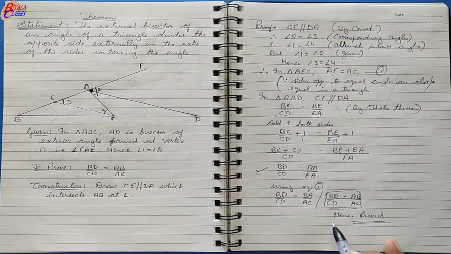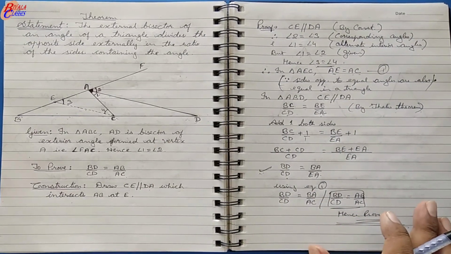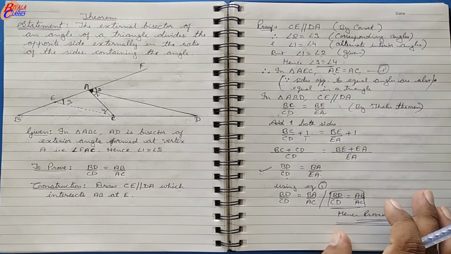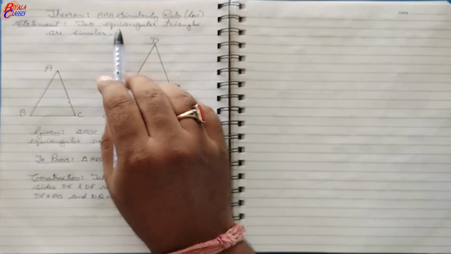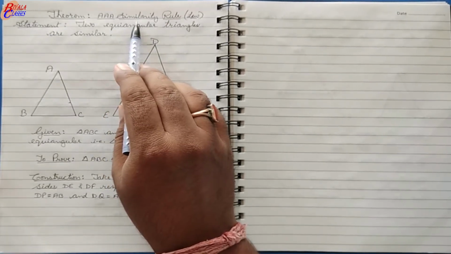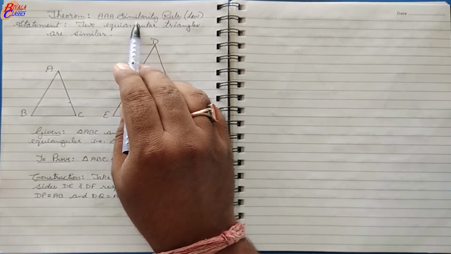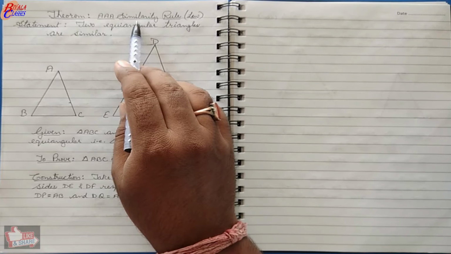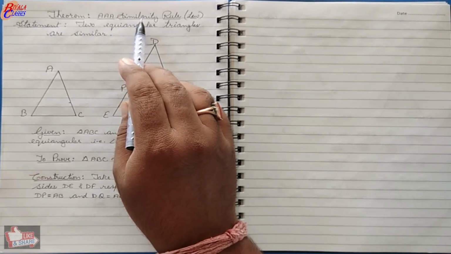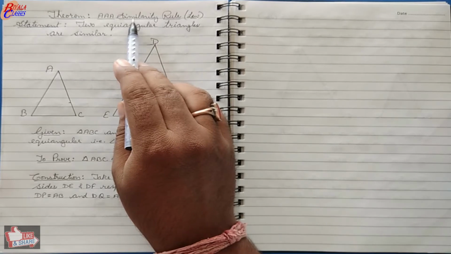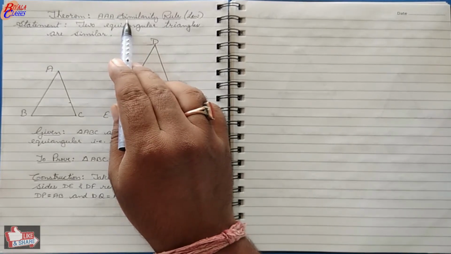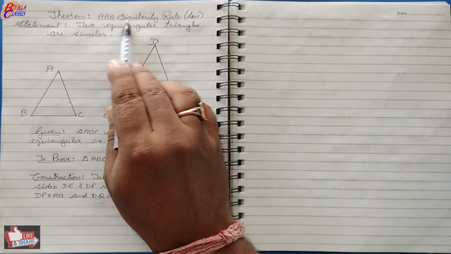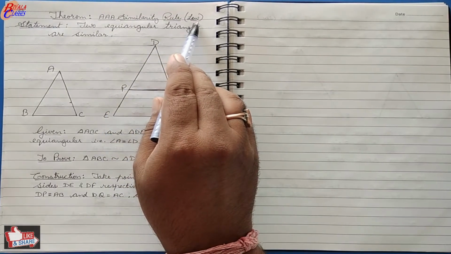So this is the proof of this theorem, the external bisector of a triangle. Now after this, we'll go with the similarity rules. As you have studied for congruent triangles, there are different rules. That is SSS congruency, then SAS congruency, then ASA, RHS. So these are the different rules for congruence. Similarly, there are rules for similarity also. So we will discuss all the rules one by one, starting with the AAA similarity rule, or you can say the law.